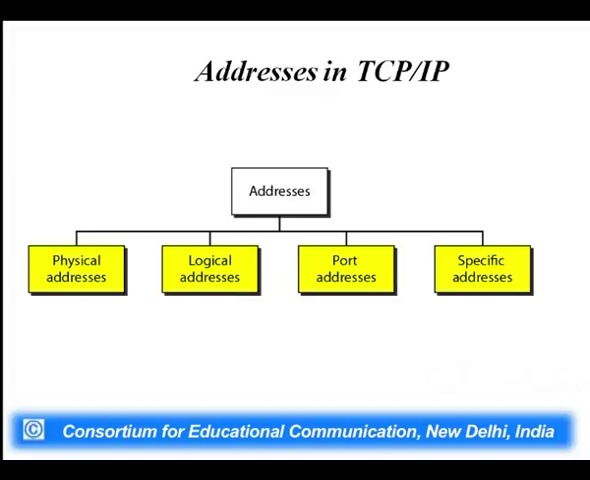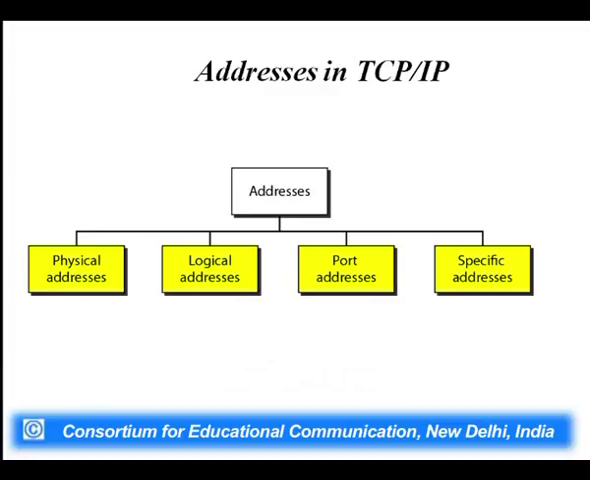Now, one of the functions we talked about for the application layer was an addressing mechanism, to provide addressing. If you look at the TCP/IP protocol, we have 4 kinds of addresses: physical address, logical address, port address, and specific address. We said the physical address is provided by the MAC layer. Then the internet layer provides a logical address, that is your IP address, the Internet Protocol address. Then the transport layer provides another address that we call the port address.